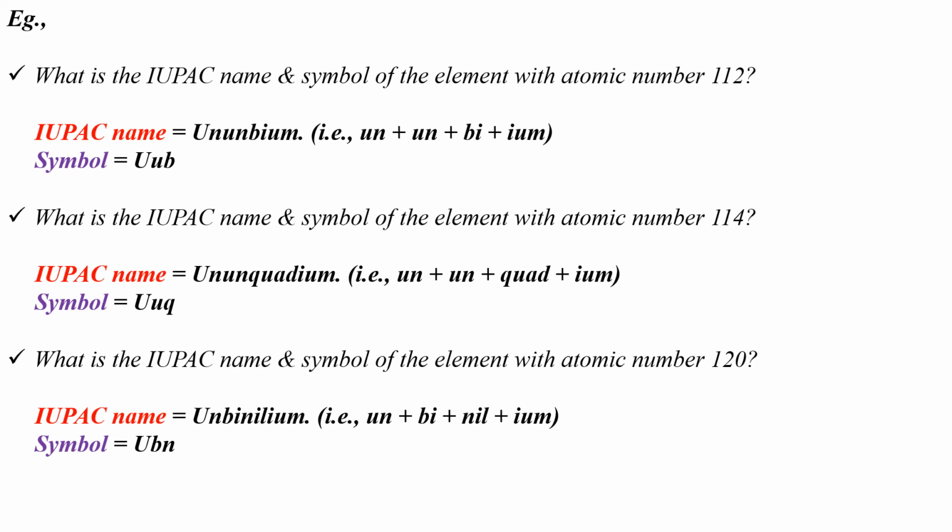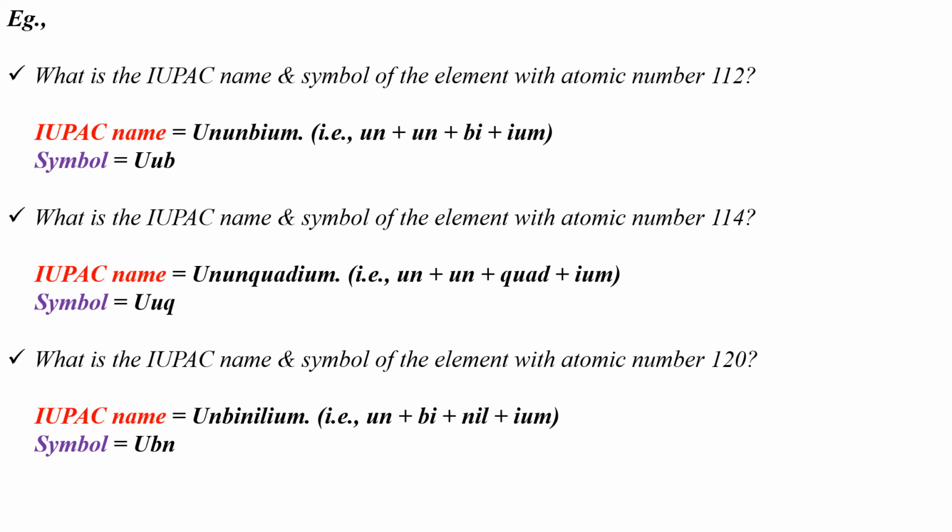Now, what is the IUPAC name and symbol of the element with atomic number 114? The root for 1 is un. Again, the root for 1 is un. The root for 4 is quad. On linking these roots and on adding the suffix IUM, we write the IUPAC name of the element 114 as ununquadium. Its corresponding symbol is written by linking the first letters of the roots un, un and quad in the same order as UUQ. Therefore, UUQ is the symbol of the element 114.